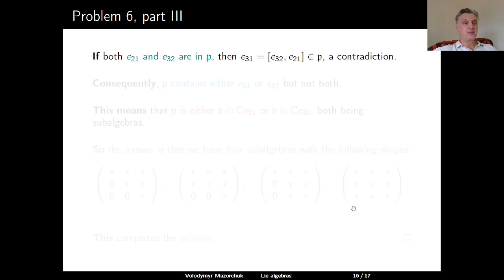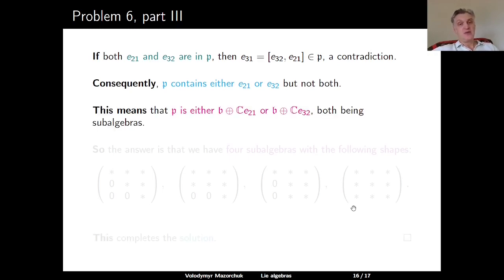Further, if P contains both E21 and E32, it contains the Lie bracket, which is E31. And this is a contradiction by the previous slide, which means that P can contain either E21 or E32, but not both at the same time. And this means that P is either the Borel plus the linear span of E21, or P is the Borel plus the linear span of E32. And of course, both these are subalgebras.